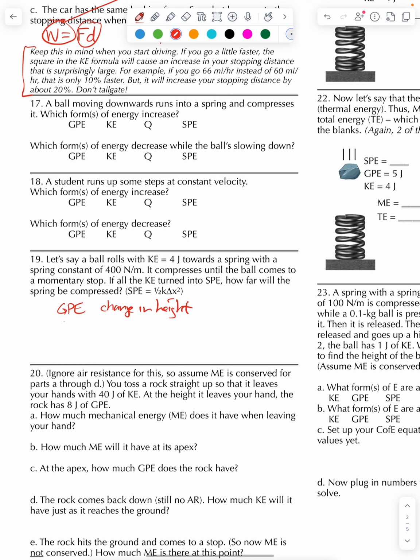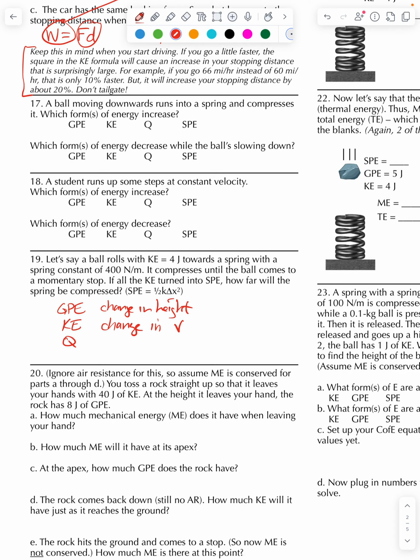Okay. What about KE? KE is 1/2 mv squared. So assuming that we're not changing the mass of that object, it's all about changing the velocity. So that's what we're looking for to identify that the KE is changing. We're changing the velocity.